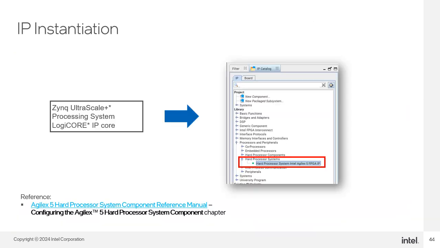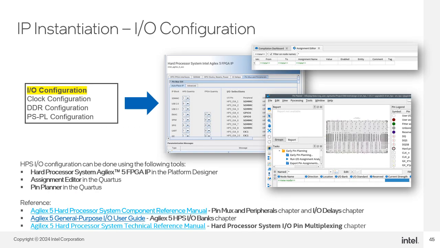An equivalent IP to the Zynq UltraScale Plus processing system LogiCORE IP core is the Hard Processor System Agilex 5 FPGA IP and Altera Quartus Platform Designer tool. You can refer to the Component Reference Manual to learn more on how to configure the IP. There are 4 configuration tabs available in the Zynq PS IP, and the following few slides will briefly walk through their equivalent configuration tabs and tools provided by the Altera Quartus software.